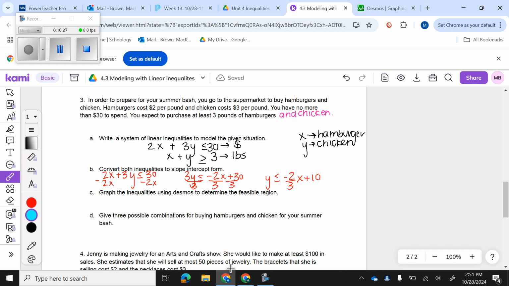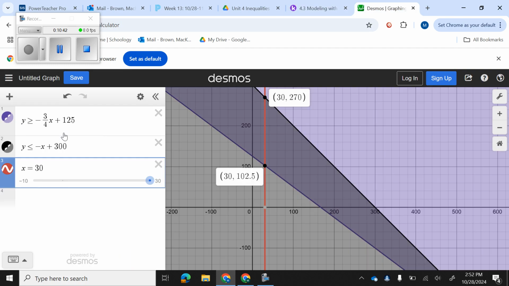My one about pounds of meat. Okay, I've got x plus y is greater than or equal to 3. I'm going to subtract x from both sides, and I'm going to have y is greater than or equal to negative x plus 3. Okay, I'm going to go put both of these in Desmos to find my feasible region.